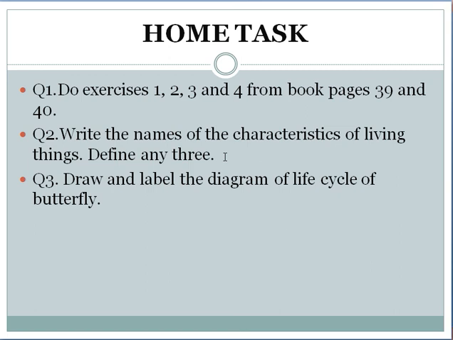Students, you can see home task on your screen. There are 3 questions. Question number 1 is do exercises 1, 2, 3 and 4 from book pages 39 and 40. Question number 2 is write the names of the characteristics of living things, and you have to define any 3. Question number 3 is draw and label the diagram of life cycle of butterfly.